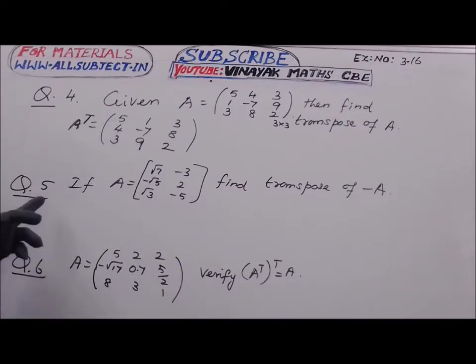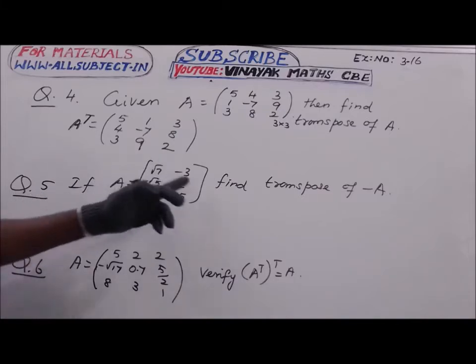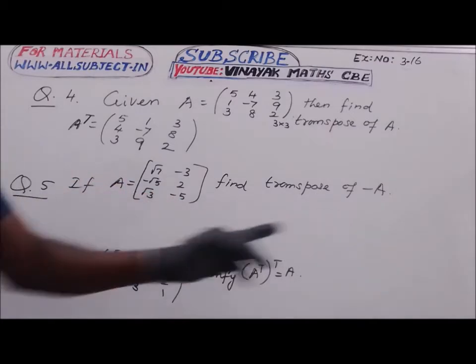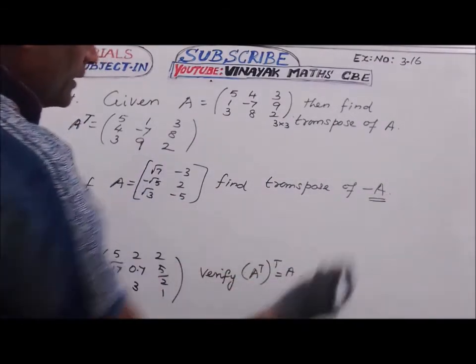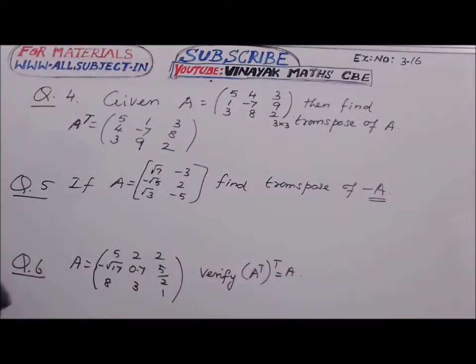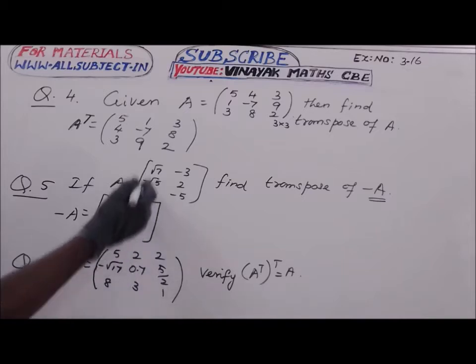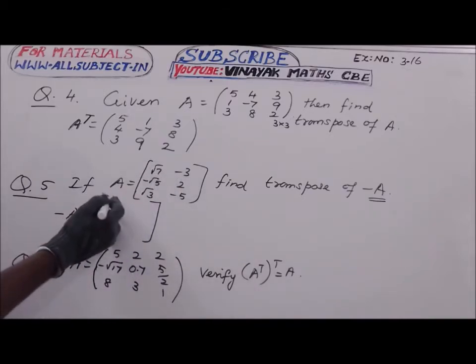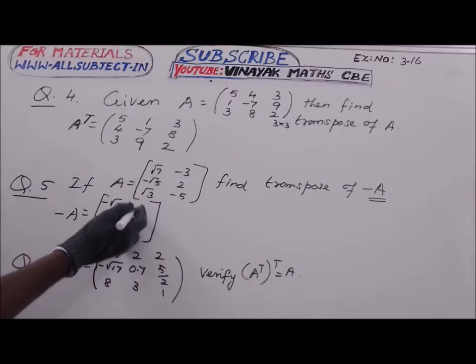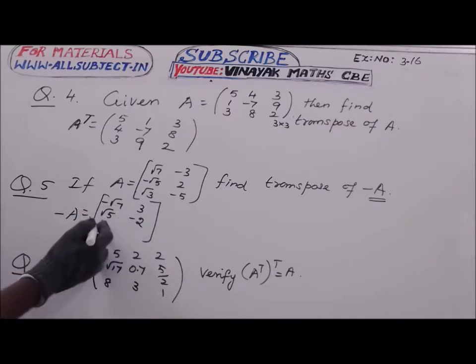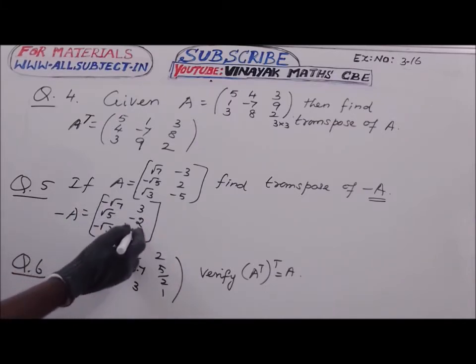The second one is question number 5. A equal to root 7, minus 3; minus root 5, 2; root 3, minus 5. Find the transpose of minus A. Negative of transpose of A we should find. So first of all we should find minus A. Negative of A is equal to changing the sign of all the elements inside A: minus root 7, plus 3; plus root 5, minus 2; minus root 3, plus 5.